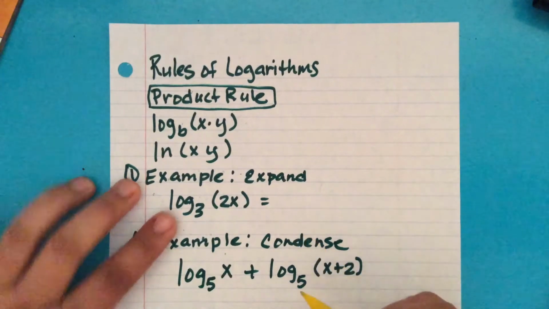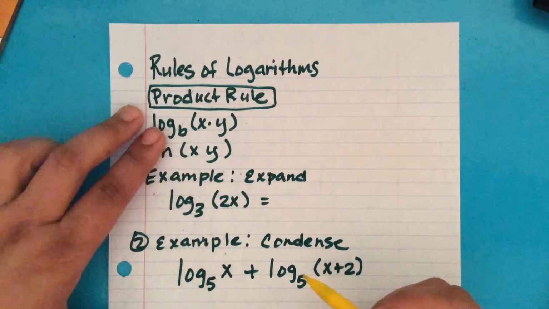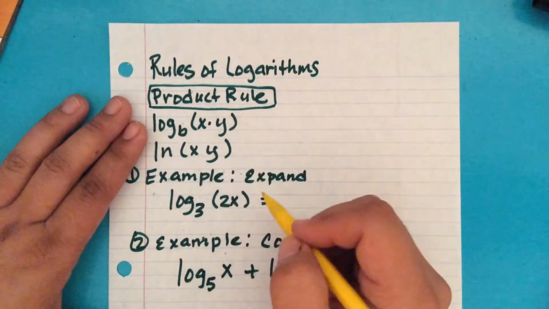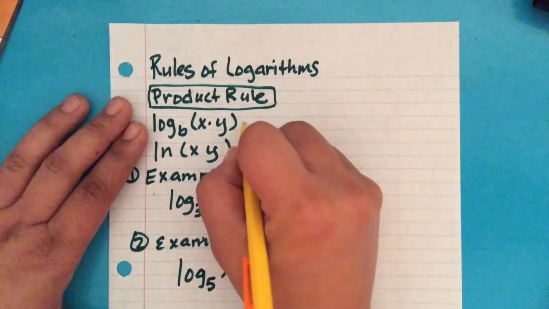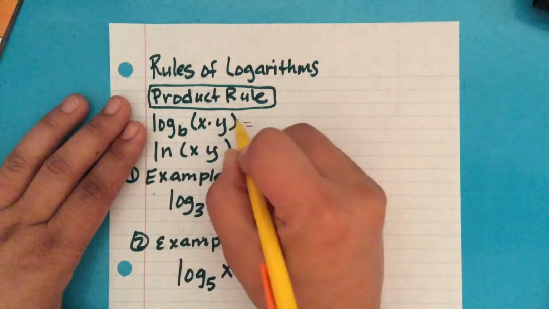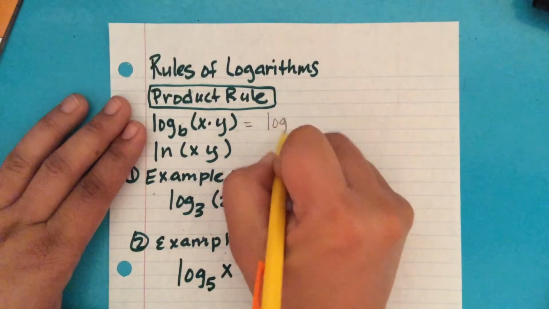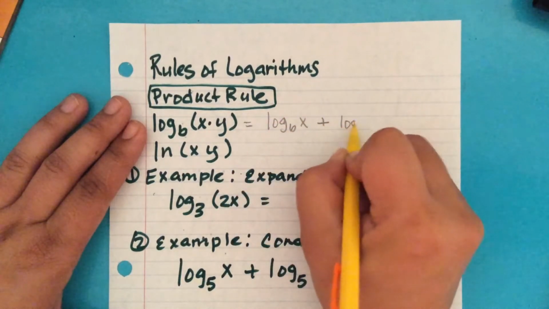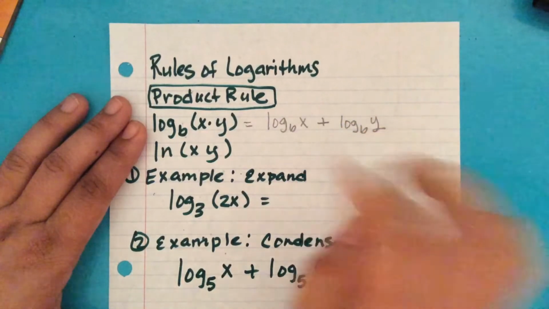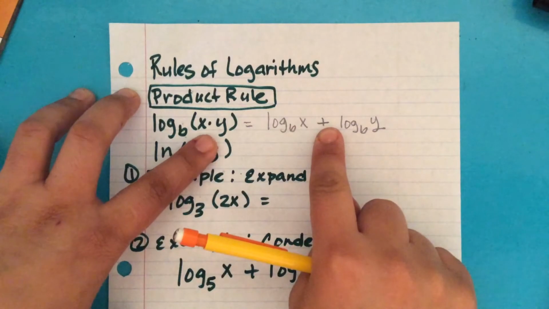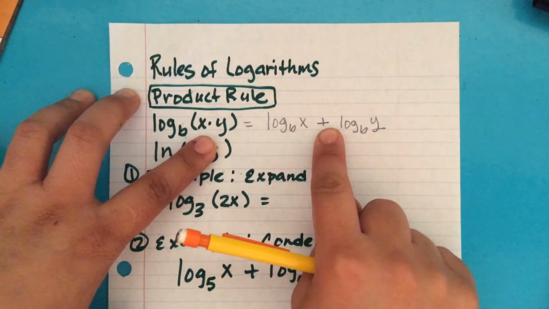Okay, just like the exponents have rules or laws, so do the logarithms. We have the product rule. So the product rule, if you have log base b of x times y, then you can separate them with an addition. So that's what it's saying. These two things mean the same thing. So you can separate a multiplication with an addition.